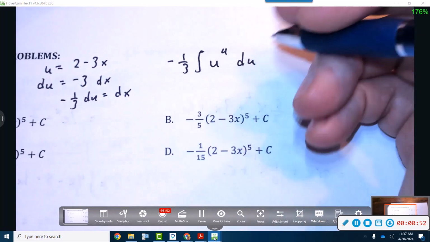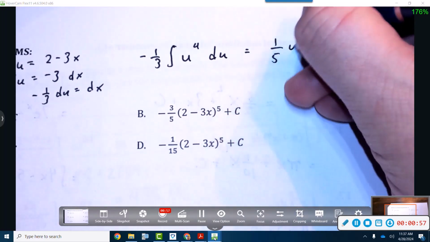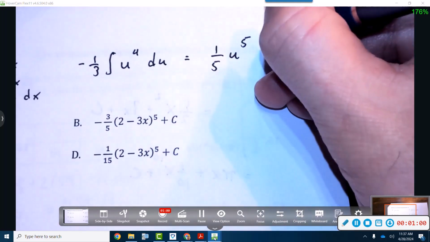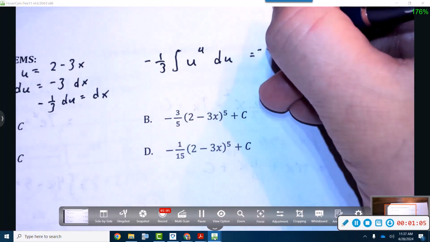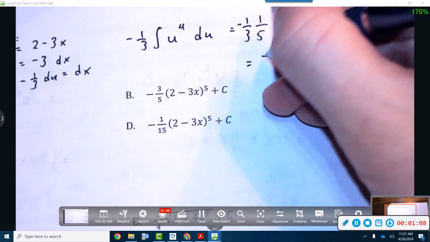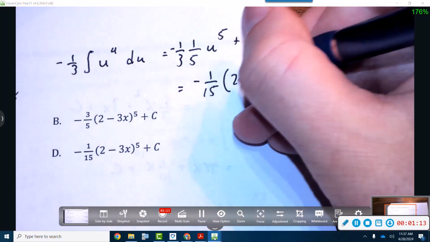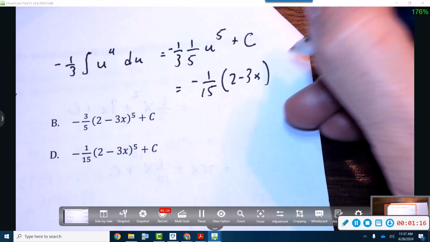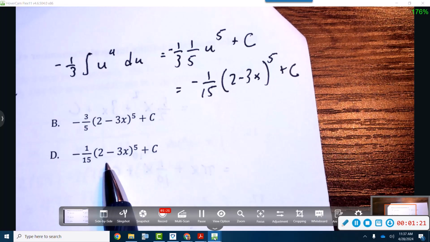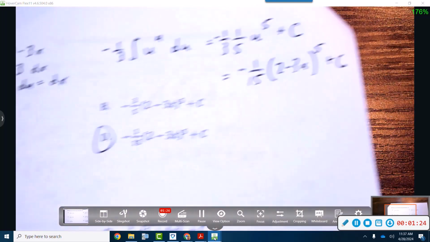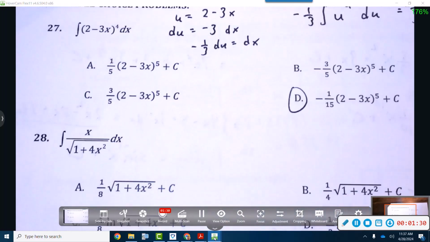All right, so the antiderivative to this guy is 1/5 u to the fifth plus c, okay? And we want to make sure that we got -1/3 out in front. That gives us -1/15 u, which is 2 minus 3x to the fifth power plus c. All right, and it looks like this is the guy right there, so the answer is D. Okay, that is always refreshing when you see your options there.